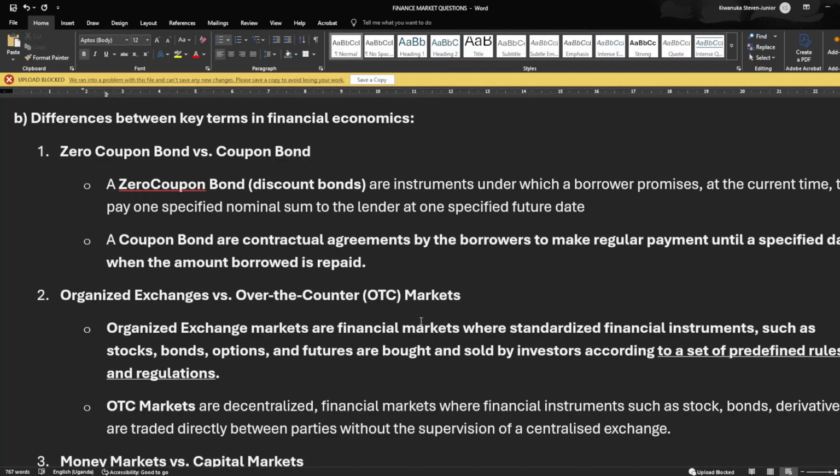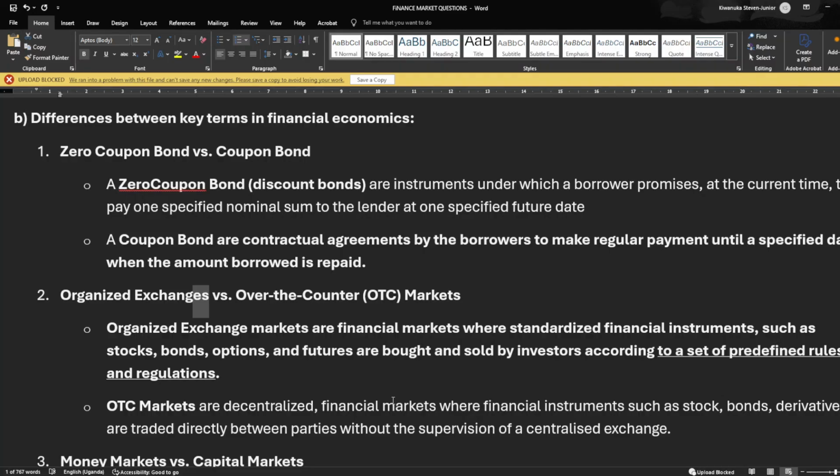Then organized exchange versus over-the-counter markets. We see that organized exchange markets are financial markets where standardized financial instruments such as stocks, bonds, options, and futures are bought and sold by investors according to a set of predetermined rules and regulations. So whenever you hear organized, what should always run to your mind? A set of predetermined rules and regulations. Those are what we call organized exchanges.